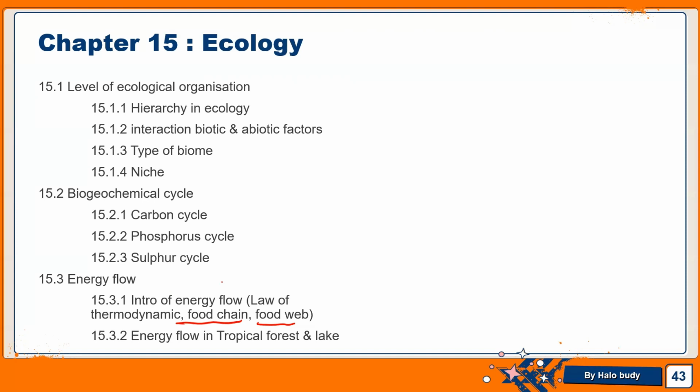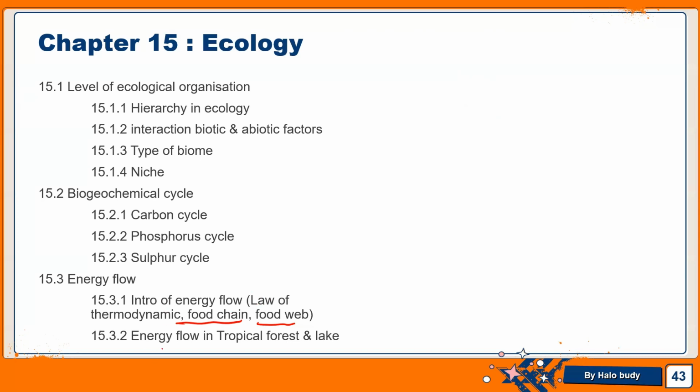How does the energy flow? As we know, there are producers, and then you have primary consumer, secondary consumer, tertiary consumer, like that, right? And then the energy flows from producer to primary consumer, and then from primary consumer to secondary consumer, like that. So this is the intro of energy flow. This is just intro only, not too detailed. So you not only learn food chain and food web, you also have to learn the laws of thermodynamics.